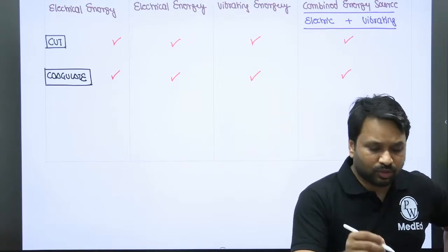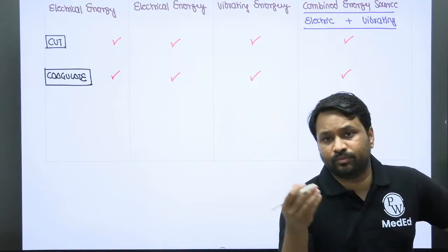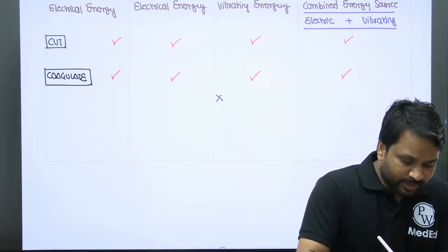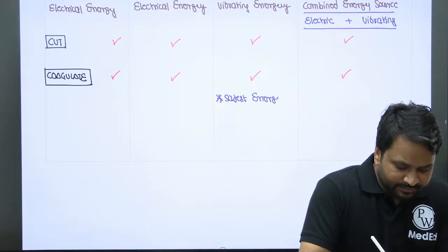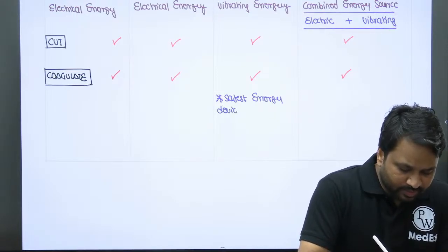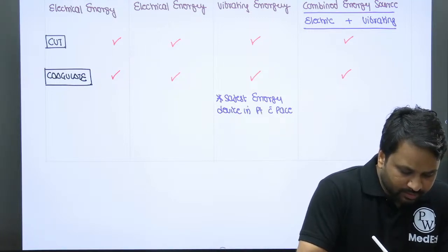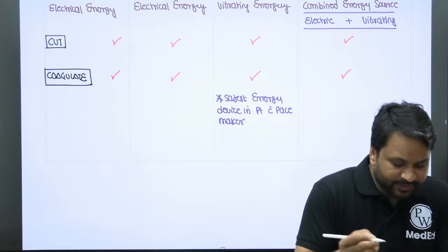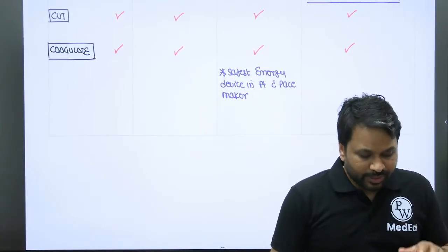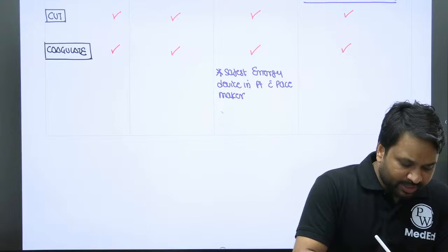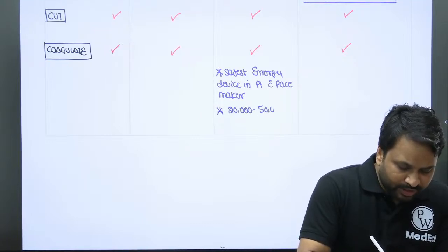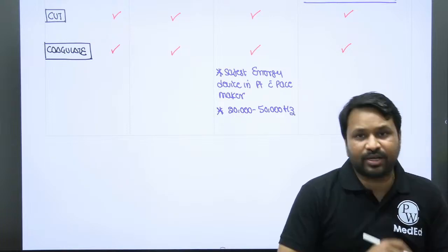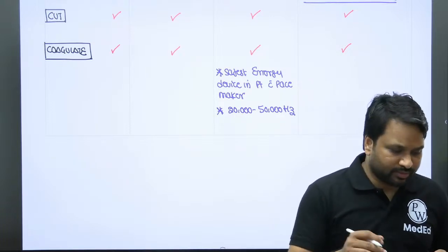Now, when you talk about the harmonic scalpel, remember this is considered to be the safest energy device in patients with pacemaker. Now the vibrating frequency is going to be 20,000 to 50,000 hertz. This is the vibrating frequency that is going to be generated, right?